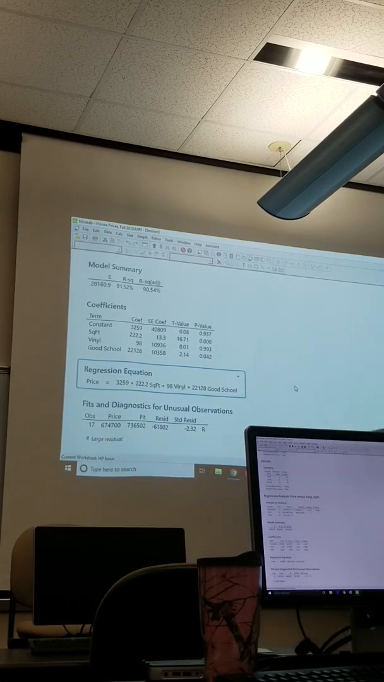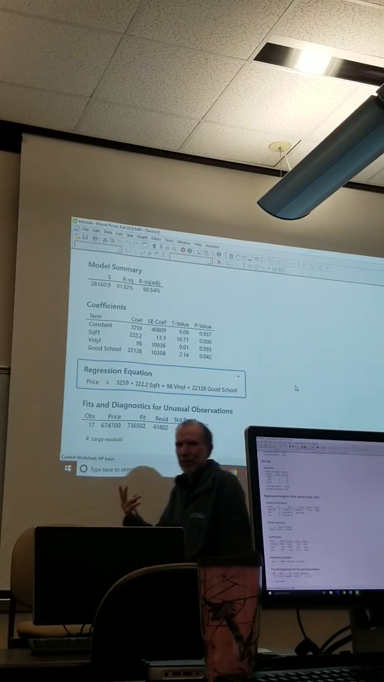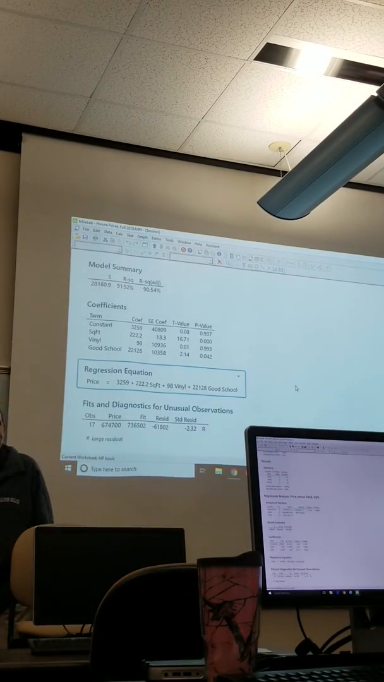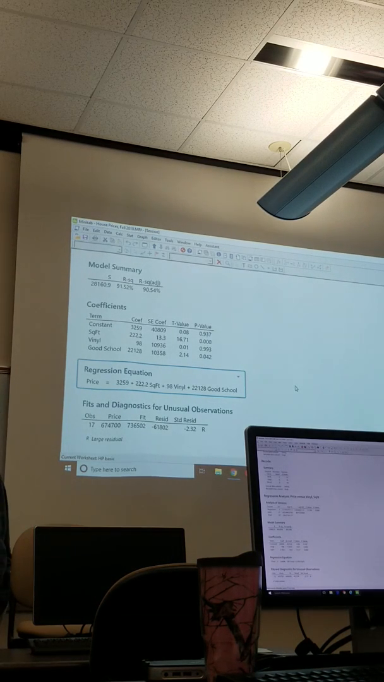How about the school district variable? Is that significant at 5%? Yeah. And why are you saying that? Because the p-value 0.042 is less than 0.05. So I've got 2 dummies in my model now. Square footage, significant. Vinyl, not so much, not significant. Good school, yes, it is significant.